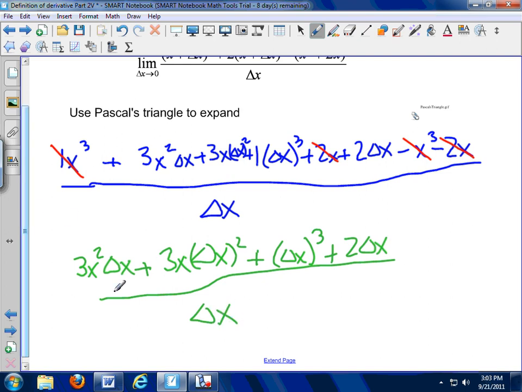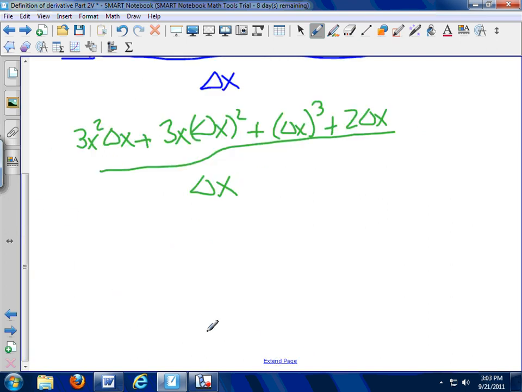What's beautiful is that all of these things now have a delta x, and I forgot, I'm taking the limit as delta x approaches 0.